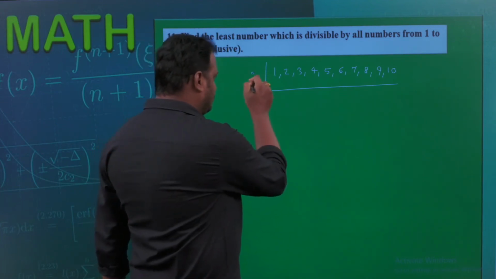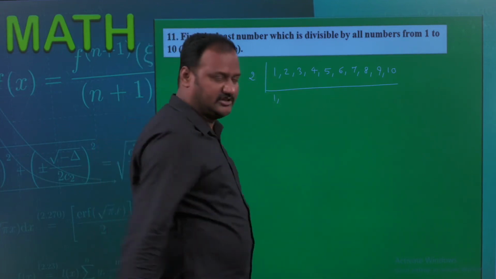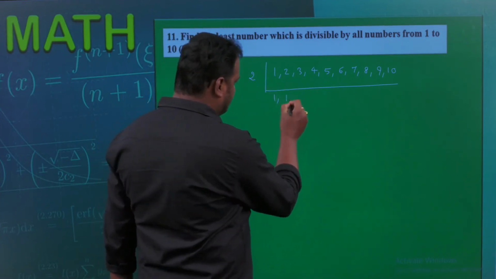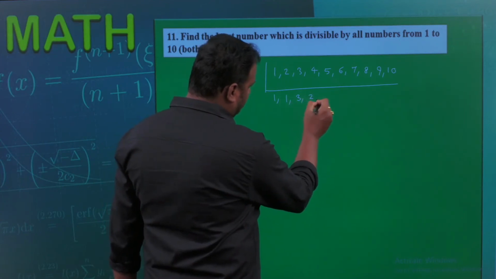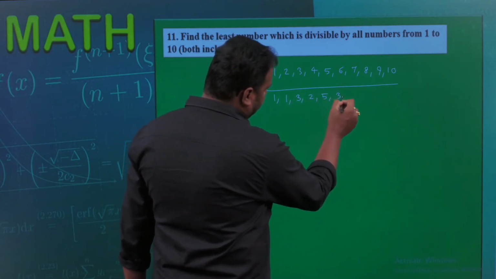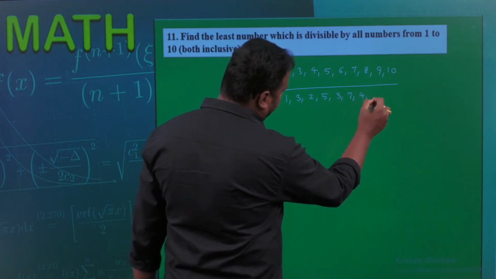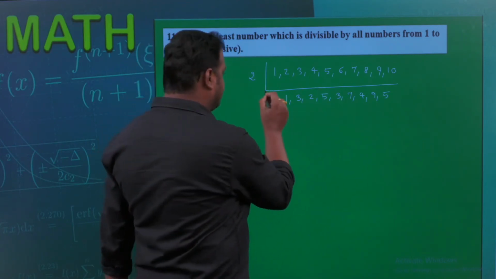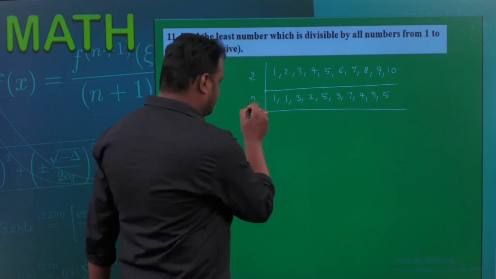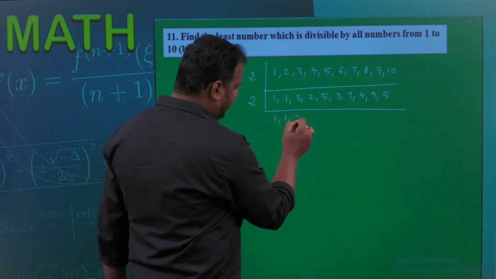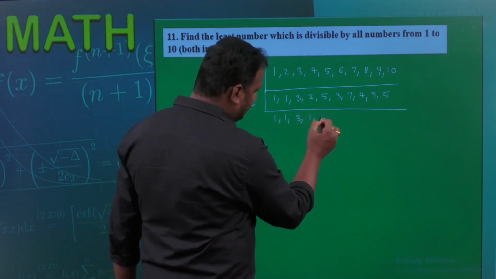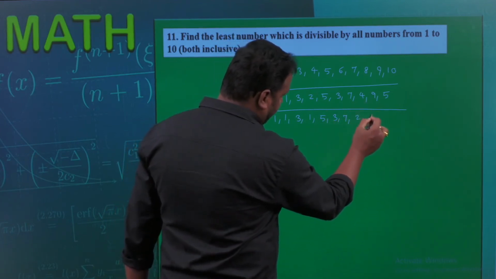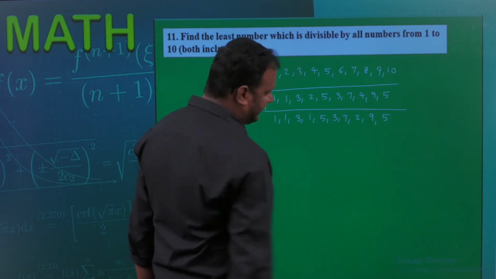1 is neither a prime nor a composite number. 2 ones are 2, 2 twos are 4, 2 threes are 6, 2 fours are 8, 2 fives are 10. Got it? But still some numbers are divisible by 2, so I am going with 2 again. 1, 1, 3 cannot, 2 ones are 2, 5 cannot, 3 cannot, 7 cannot, 2 twos are 4, and then 9 cannot, as well as 5 cannot.